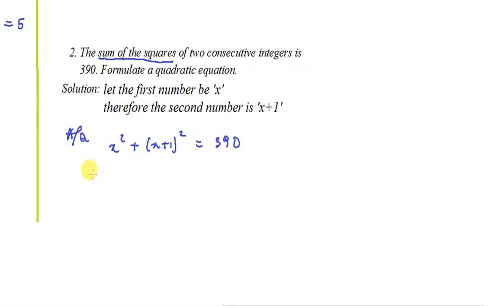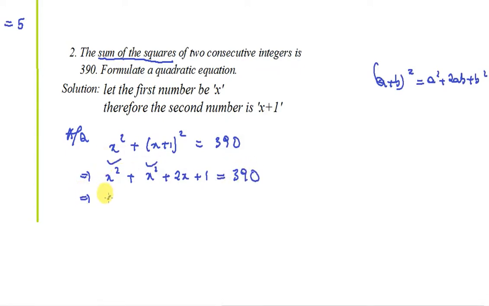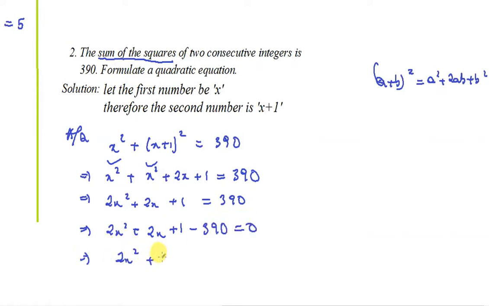This is equal to 390. Now solve: x square plus x plus 1 whole thing square, using the formula a plus b whole thing square equals a square plus 2ab plus b square. So x square plus x square plus 2x plus 1 is equal to 390. That gives 2x square plus 2x plus 1 minus 390 is equal to 0. So 2x square plus 2x minus 389 is equal to 0. This is the quadratic equation.